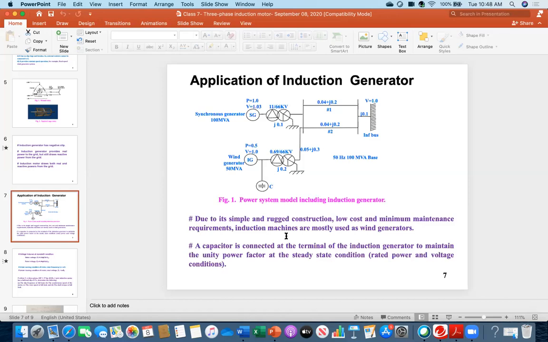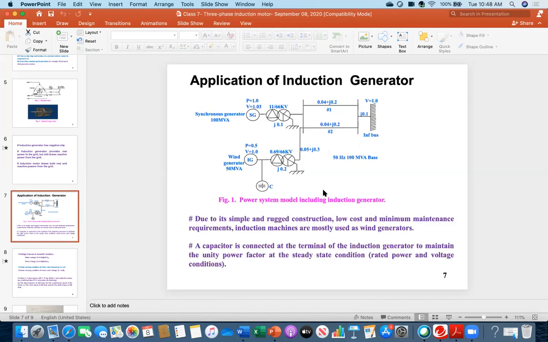Now, for example, if there is some sort of fault, some unbalance or short circuit at this side, then this capacitor is not enough. You have to put some control measure, maybe another capacitor or other power factor improvement means. Those are different matters.